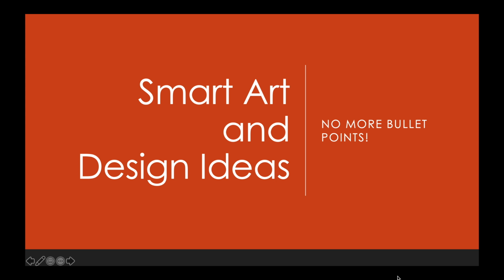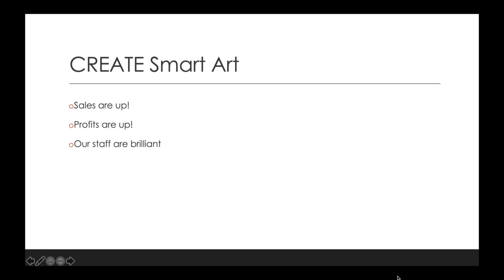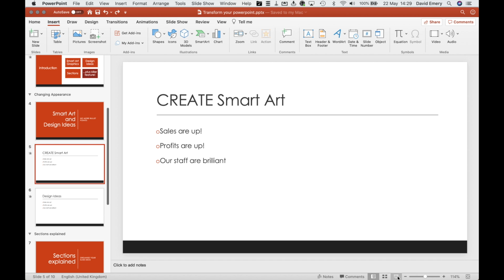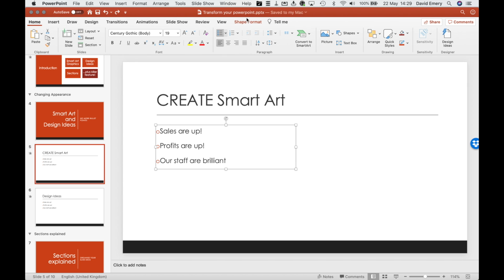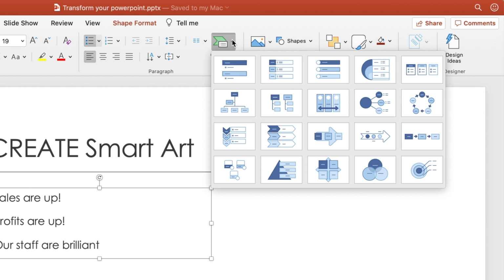So I want to look at Smart Art and Design Ideas, both ways to help you eliminate those boring bullet points in your presentations. Of course, to show you these, I need to start with a boring bullet point slide like this one, and I need to go into design mode. So if I select the three bullet points, which are all in one text box, I can go to the Home menu and choose this option to convert this text to something called Smart Art.